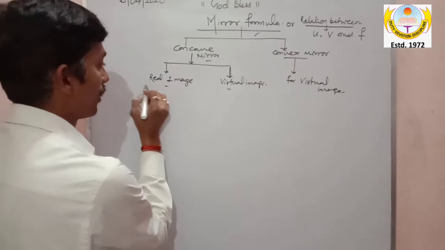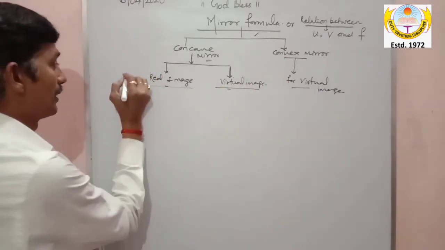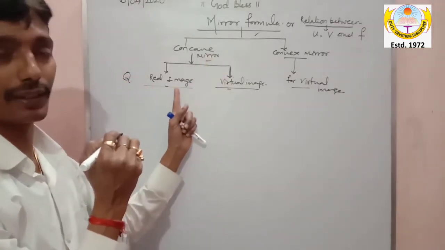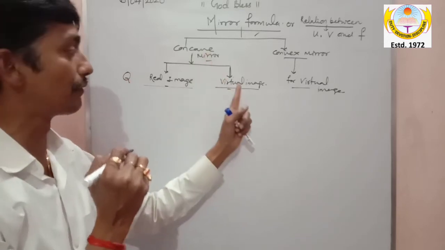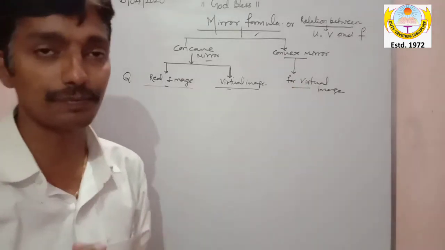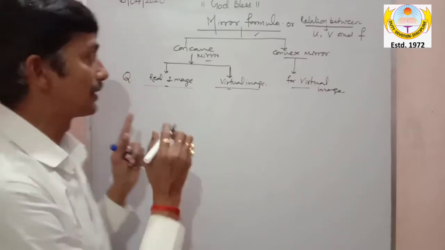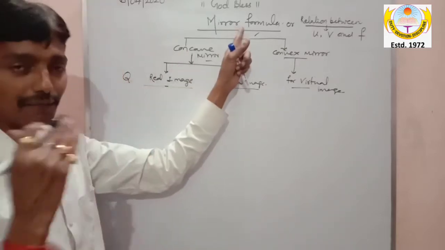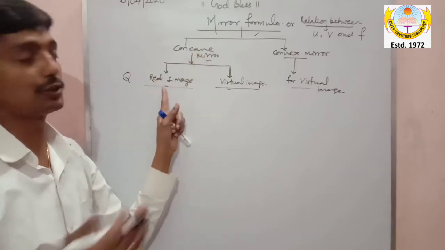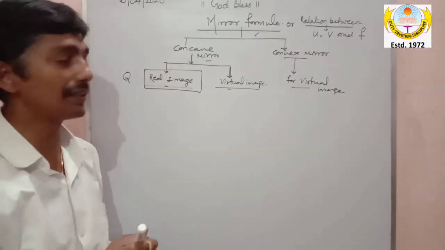So the mirror formula in all can be asked in three ways. These can be three questions under mirror formula: derive the mirror formula for concave mirror for real image, derive the mirror formula for concave mirror for virtual image, derive the mirror formula for convex mirror for virtual image. Okay, right? Now I will start with deriving the mirror formula for concave mirror for real image. So let's begin with this topic, and then we will go forward.